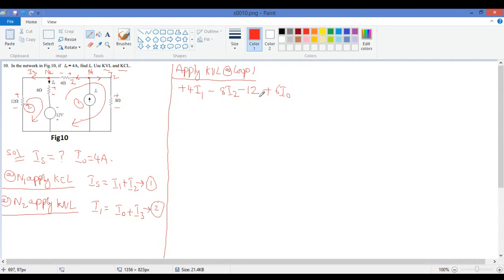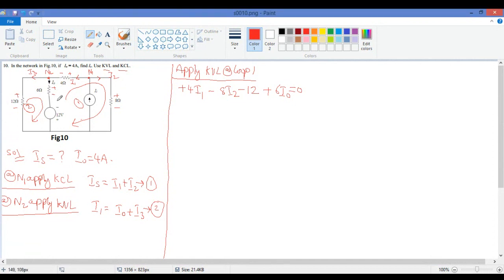Is it clear? How we got this value? Do all of you have any doubt in this? Plus 4 I1 minus 8 I2 minus 12 plus 6 I naught is equal to 0. Any doubt? Any question? Okay, repeat again.